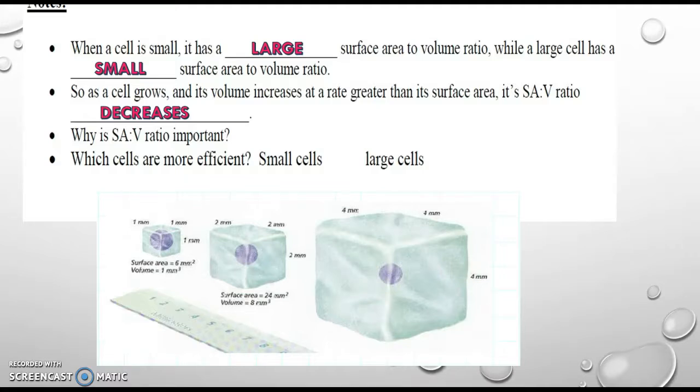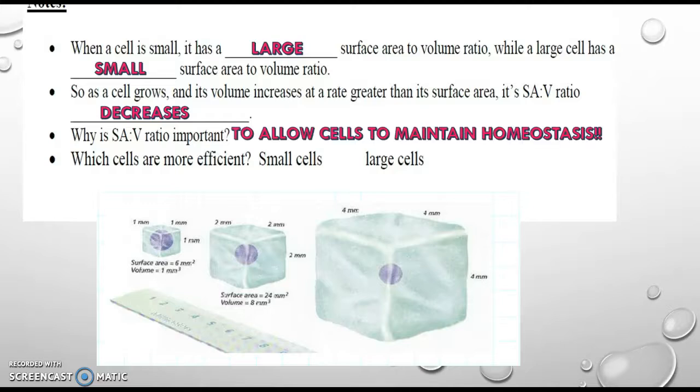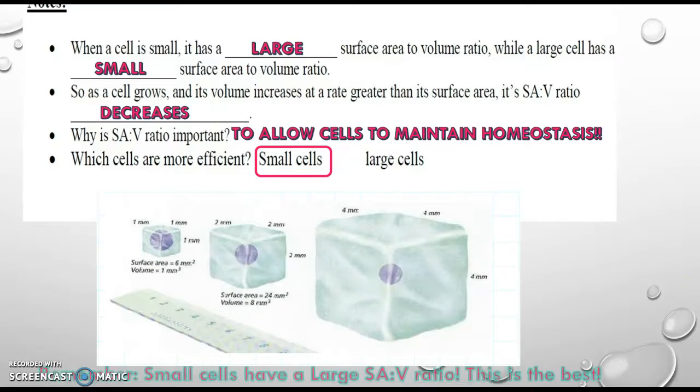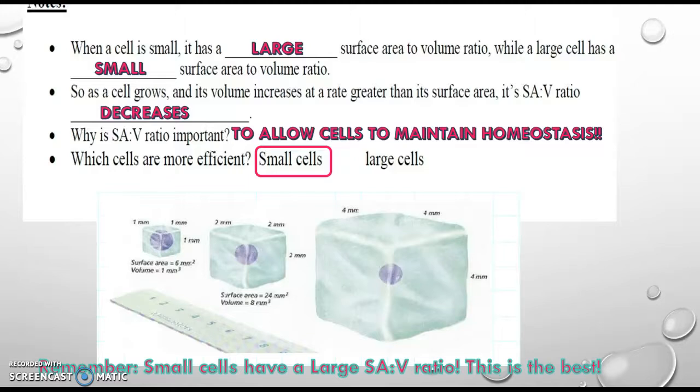Now, why is surface area to volume ratio important? It's important because it allows the cells to maintain homeostasis. And we know that cells need to maintain a stable internal environment so that they can survive. So which cells are more efficient? Well, hopefully you said the small cells, because that's correct. Remember that small cells have a large surface area to volume ratio, and that is best.